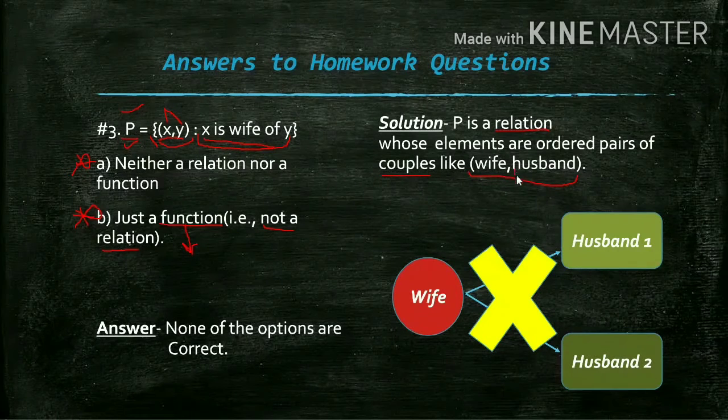That means for a particular wife, we can have a particular husband only, or for a particular husband, a particular wife only. We can't have two wives with one husband, or two husbands with one wife. This is not the case. We are talking in general. Just remember that. So this can't be the case over here, which is sufficient to say that P is a function.